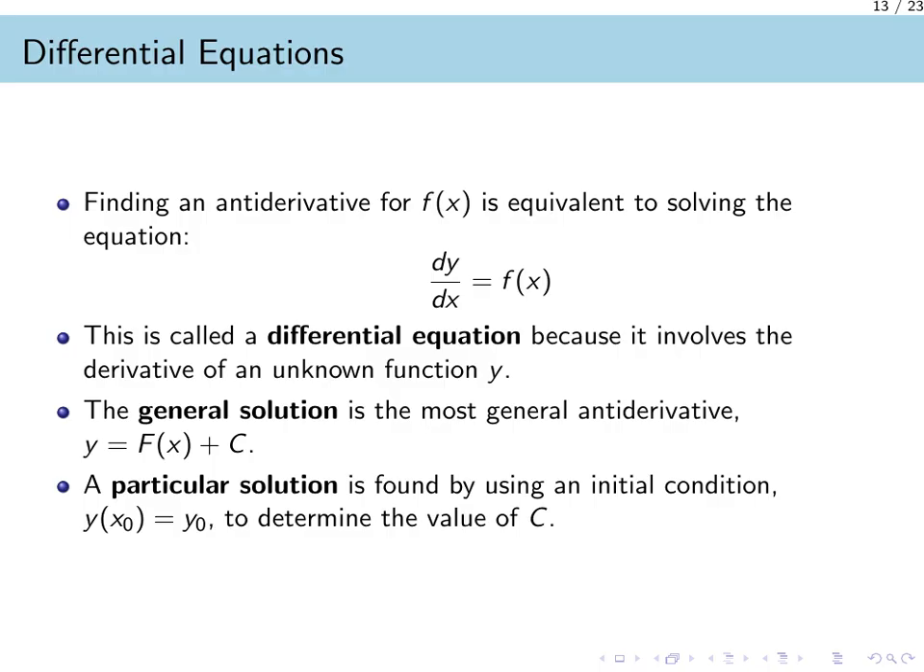To narrow it down to one specific function, we use what is called an initial condition, which is a single point that our solution must pass through. For example, we might require that y must equal 10 when x is 2. Using this known point allows us to find the exact value for the constant c, giving us a particular solution. So, an initial condition turns an infinite family of possible solutions into one unique answer.